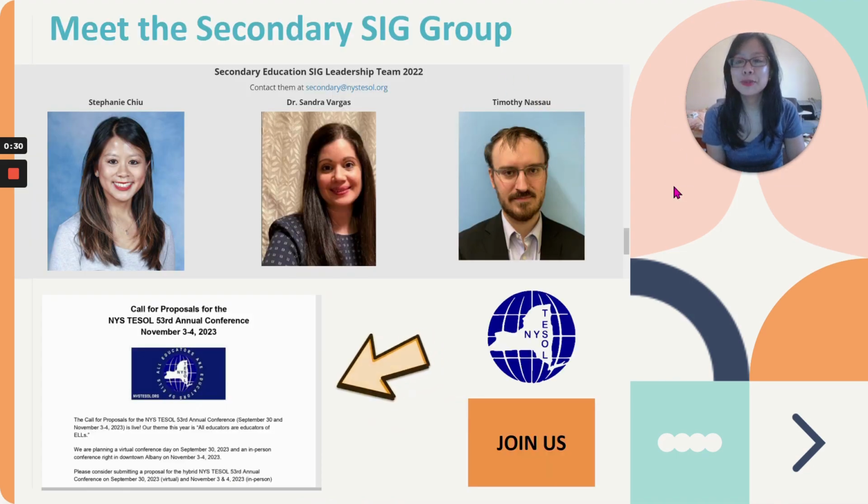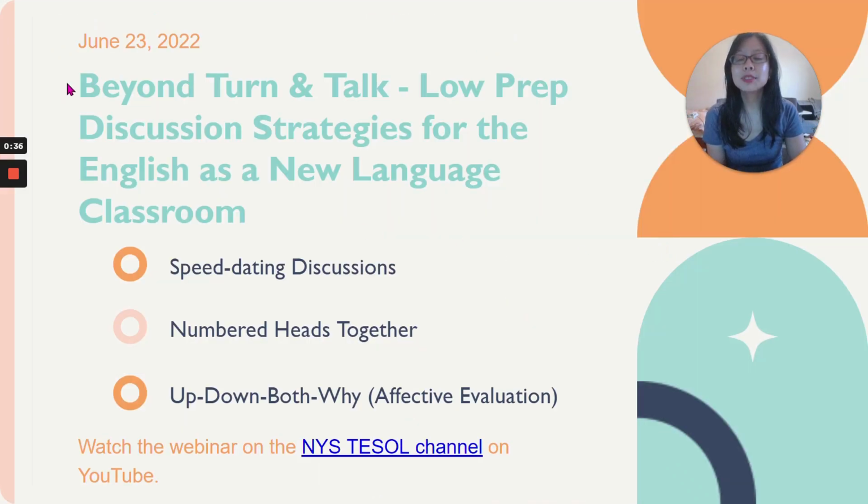Our secondary SIG group consists of myself, Stephanie Chu, Dr. Sandra Vargas, and Timothy Nassau. Last year, we presented this webinar called Beyond Turn and Talk, Low Prep Discussion Strategies for the English as a New Language Classroom. We talked about 3 strategies: speed dating discussions, numbered heads together, and up, down, both Y effective evaluation. If you are interested in learning about these strategies, you can watch the webinar on the New York State TESOL channel on YouTube.